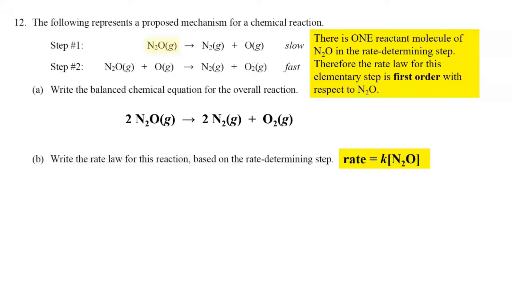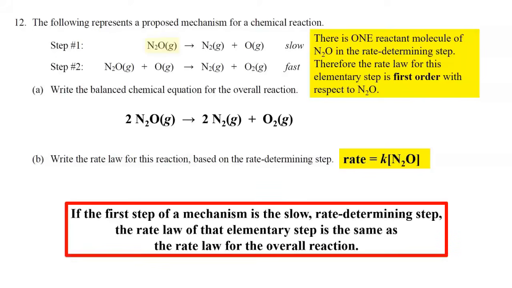So before I move on to question 13 of the packet, I just want to make an important point regarding what we saw in questions 11 and 12. You already know how to write a rate law from an elementary step of a mechanism. Now you're learning that the slow step is in fact the rate determining step. So here's the situation that we've seen in questions 11 and 12. If the first step of a mechanism happens to be the slow step, that slow rate determining step, then the rate law of that particular elementary step will be the same as the rate law for the overall reaction.